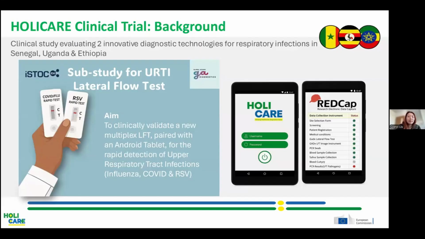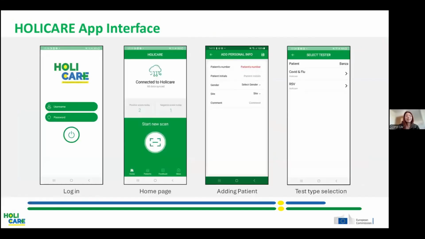Next I'm going to go through the HoliCare app interface. From left to right, there are some examples of what the user sees on the app. First, we've got the login page. Each user is given a unique user account. There is controlled access to data groups for the study, so the data collectors can only see patients from their sites. So this is one of the measures to protect patient confidentiality for the purpose of the trial.